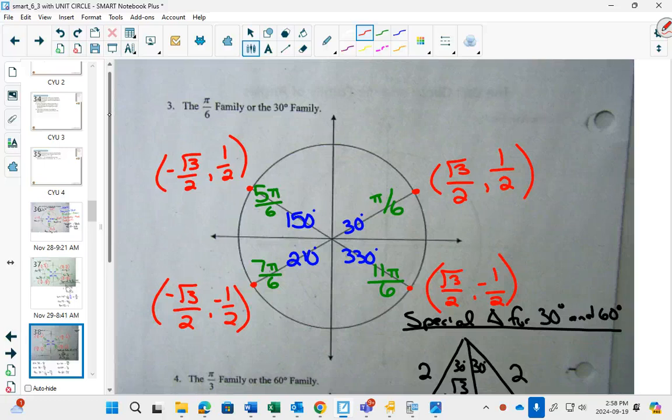Same thing from my triangle, I can find out, well, I know that tan of 30 degrees was root 3 over 3. So now I can label all the tan ones.